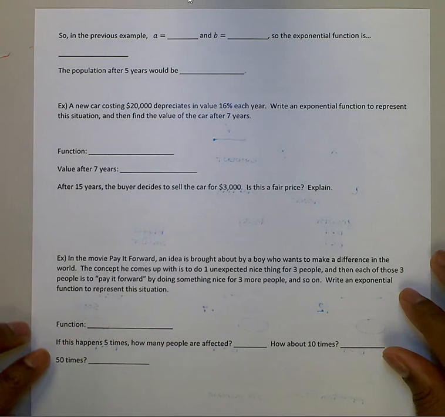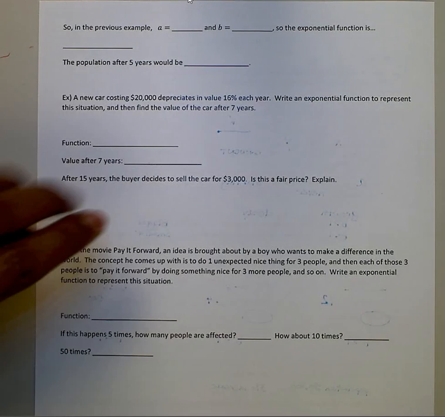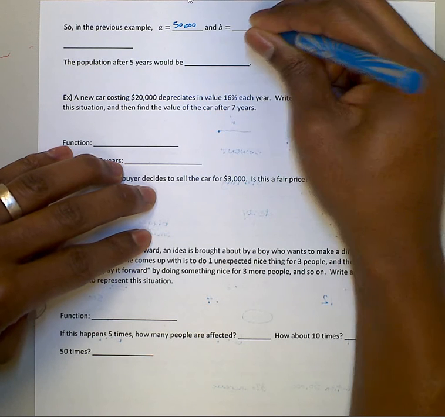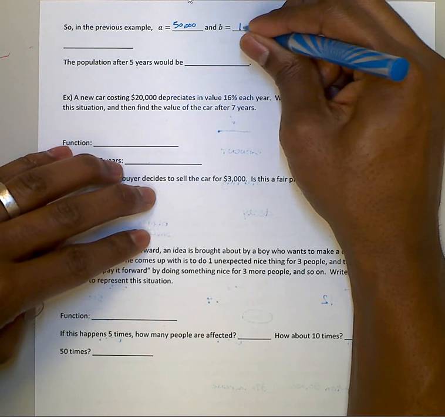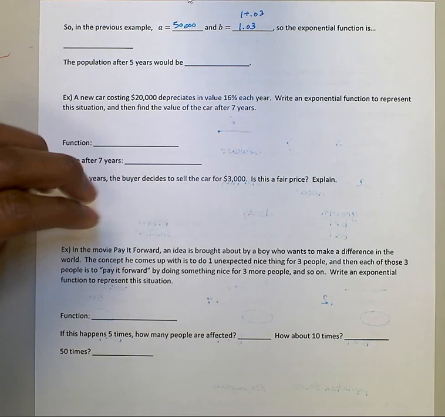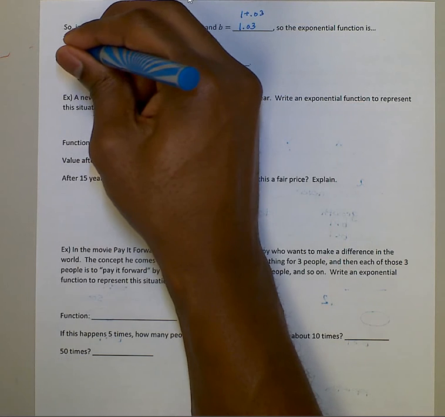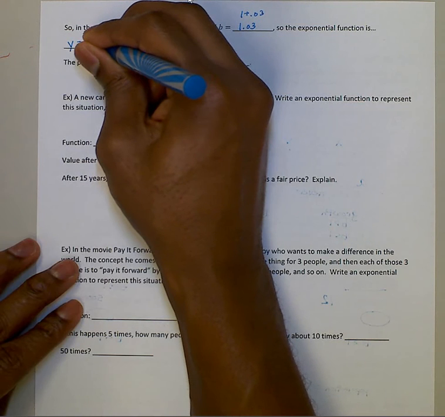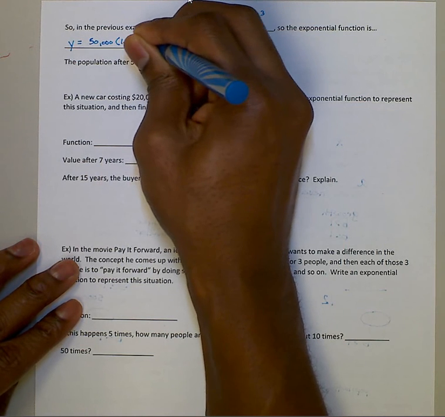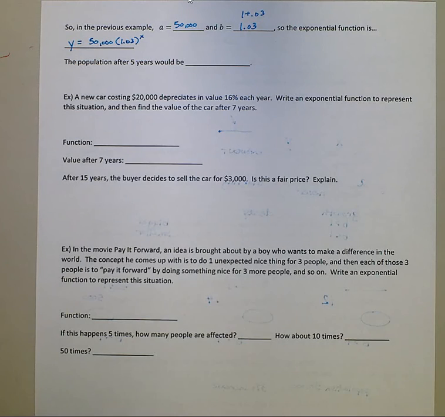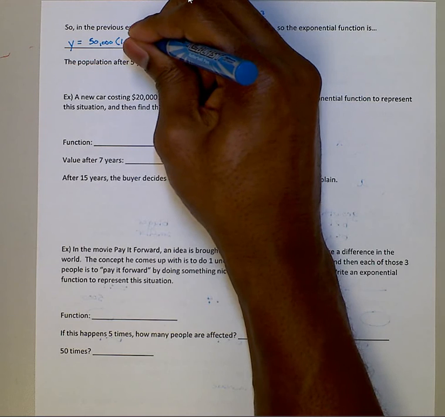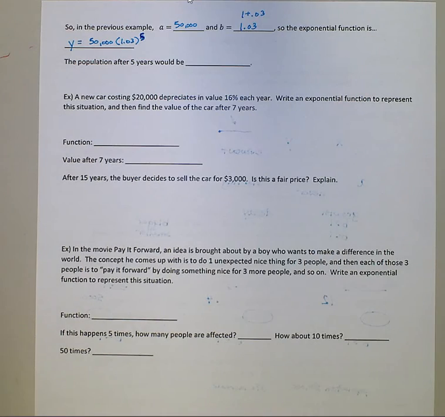Alright, so the previous example, we had a population of 50,000 and we had a growth factor of 1.03, okay, 1 plus 0.03. So the exponential function should look like this. Y equals 50,000, that initial value, times 1.03 to the x. Okay, and it says the population after 5 years, so x is the time, y stands for our population.